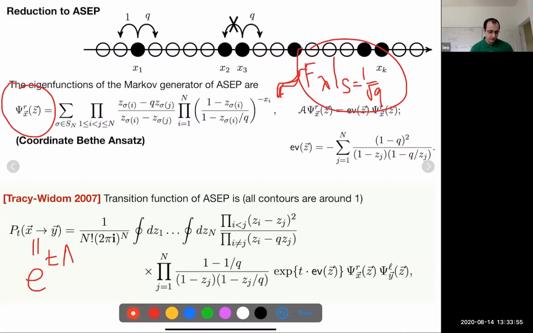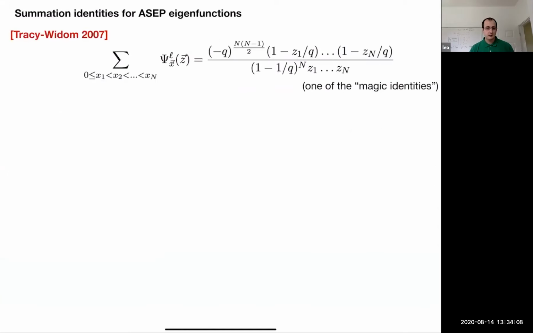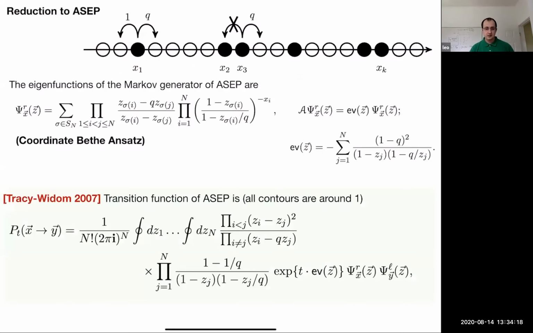So basically, this is the operator, which is the exponent of the Markov generator, and it is going to be the transition function. Then they use properties of the eigenfunctions to get from multi-point observables, like the transition function, which involves multiple points x and multiple points y, to single-point observables, and then they do asymptotic analysis.